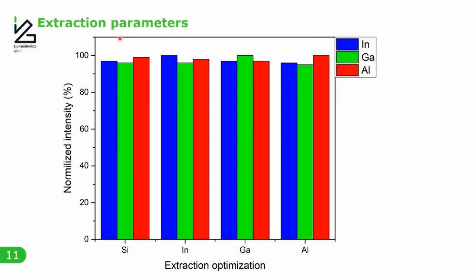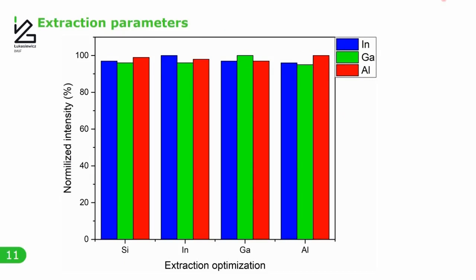Typically, the extraction parameters optimization is done on a silicon test sample. And as you can see, the intensity of the indium, gallium, or aluminum signals for these standard procedures is just a little bit lower when they are optimized on silicon substrate than when they are optimized for secondary ions, which are indium for indium, gallium for gallium, and so on. So we only lose a few percent of the intensity when we optimize these parameters on the silicon substrate.